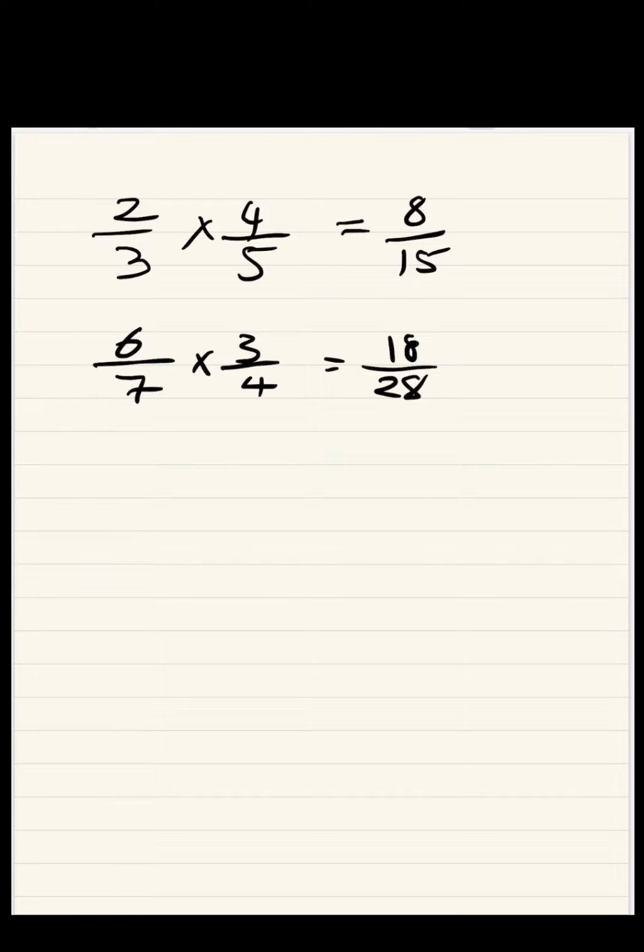And you can see this time I have indeed got two numbers that have got a common factor. The common factor happens only to be 2, but it doesn't matter. I can simplify my fraction. So 18 divided by 2 is 9, and of course 28 divided by 2 is 14.